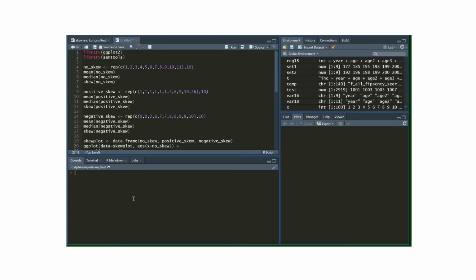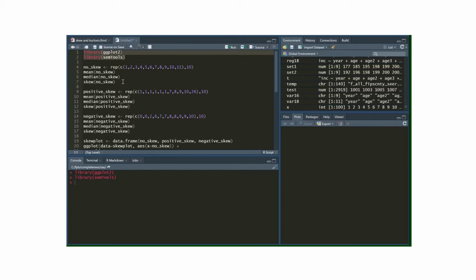Good morning. Today we're going to talk about skew and kurtosis, two of the descriptive statistics that are available to help us understand our data. So first of all, we are going to invoke two packages, ggplot and simtools. So I'll run the first two lines of code. Again, as in previous videos, I've got some of my own stuff stored in global environment that you can ignore.